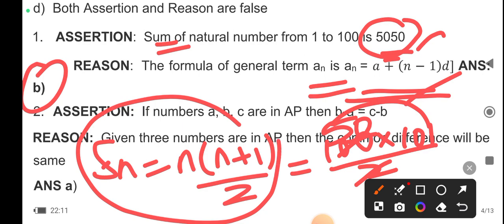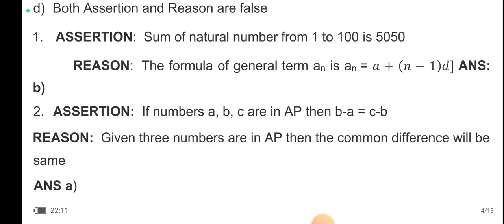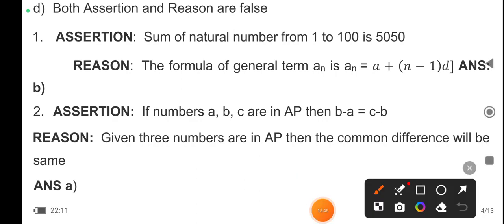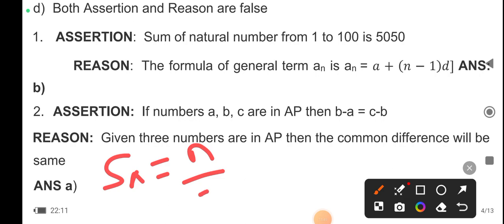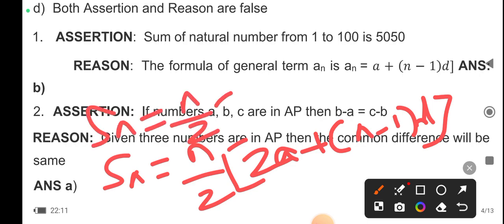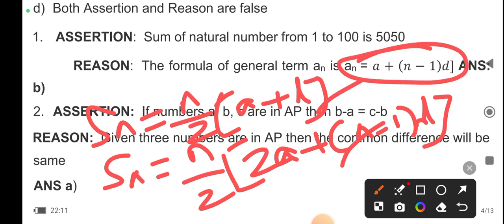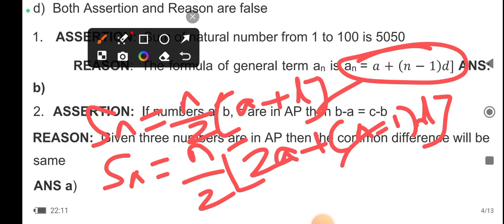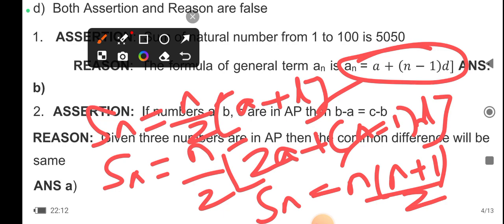Suppose in one exam they have asked the sum of natural numbers is 5050, and they gave Sn equal to n into (n plus 1) by 2 in the reason. Then the answer is option A. Because Sn has other formulas which children know too. Sn equal to n by 2 into (2a plus (n minus 1) d) they can give as the reason. Then also option A. Or they can give Sn equal to n by 2 into (a plus l). Then also option A. Instead of this, they may give this formula, or even Sn equal to n into (n plus 1) by 2. Take your book and check this formula, it is there even in the book.